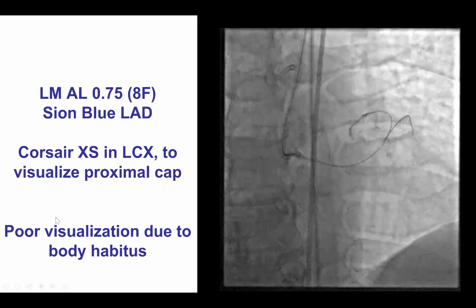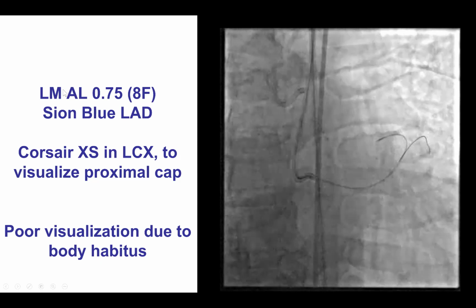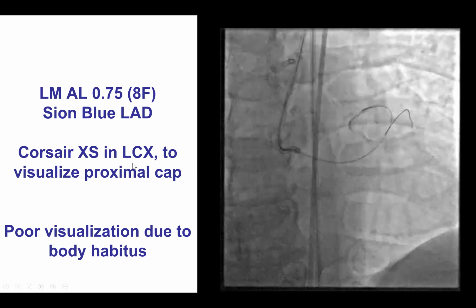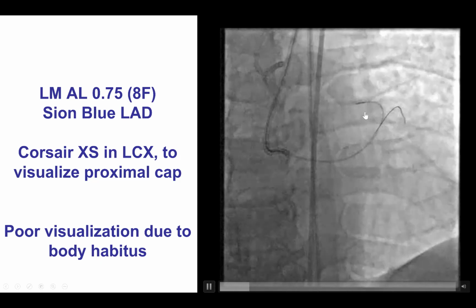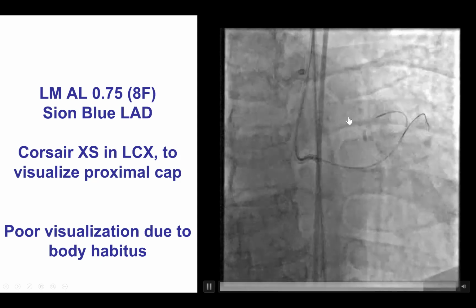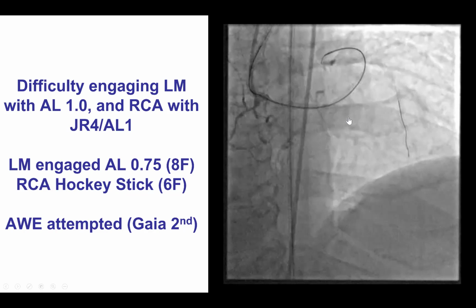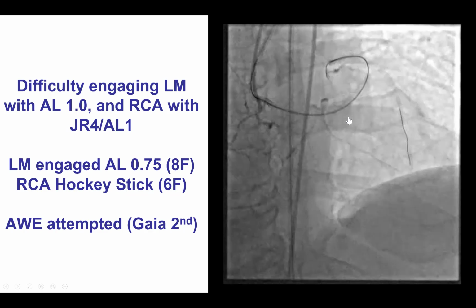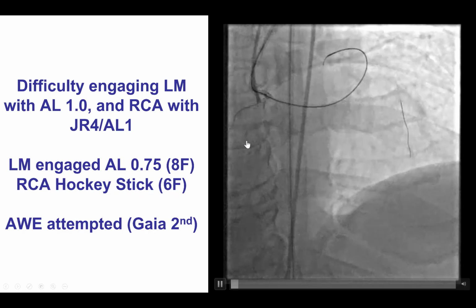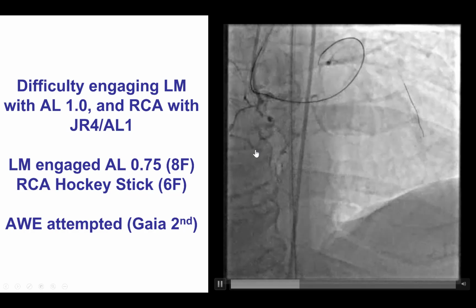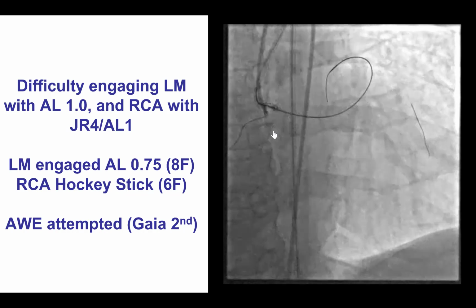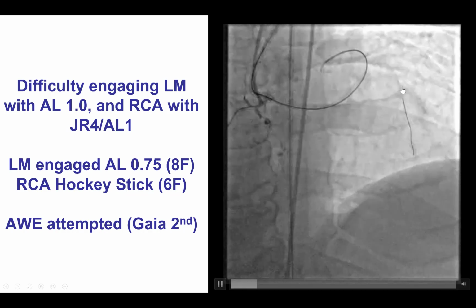Engagement of the anomalous left main was challenging. It was eventually successful using an 8 French AL1 guide, and then a Corsair Xtreme was advanced to the proximal cap and contrast injected through it to visualize the proximal cap. Overall visualization was very challenging due to the patient's body habitus. We were able to engage the right coronary artery with a 6 French hockey stick and placed a wire for stabilizing the catheter. There was intermittent dampening of the pressure, requiring engagement and disengagement of the guide catheters.